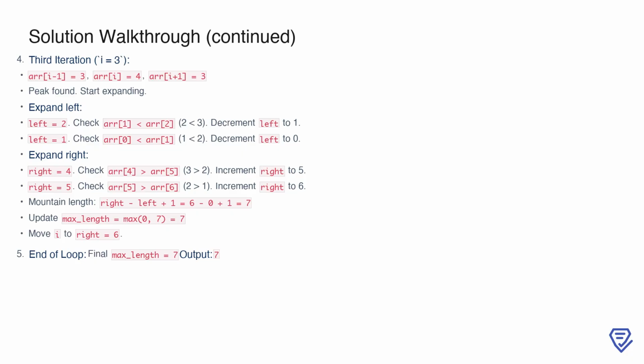The total mountain length is calculated as right minus left plus 1, which is 6 minus 0 plus 1 equals 7, and we update max_length to the maximum of the current max_length and this mountain length, which is 7. Since there are no more elements to check, the loop ends, and the final maximum mountain length is 7. The output for this example is 7.